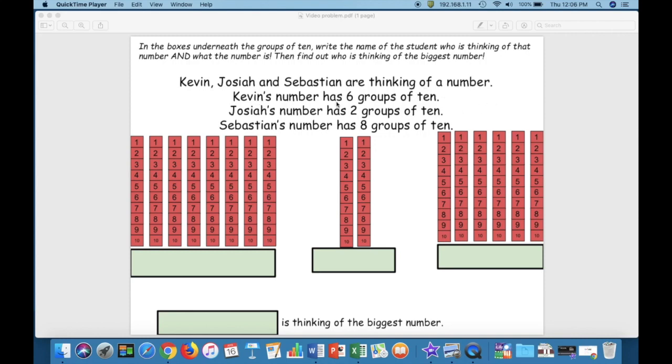Kevin's number has 6 groups of 10. Josiah's number has 2 groups of 10. Sebastian's number has 8 groups of 10. So we have our 3 students and they're each thinking of a different number. So here we have some groups of 10. What we're going to do together in a moment is write and label which student is thinking of which number.